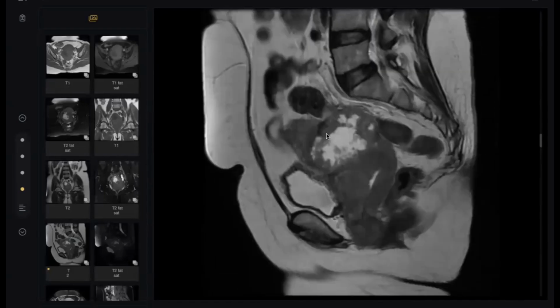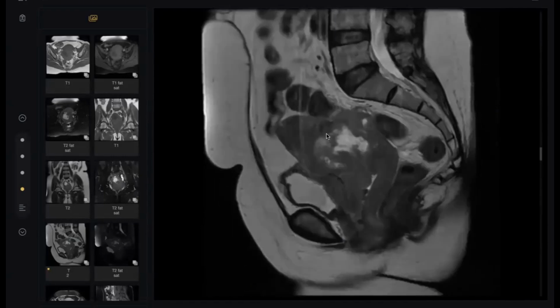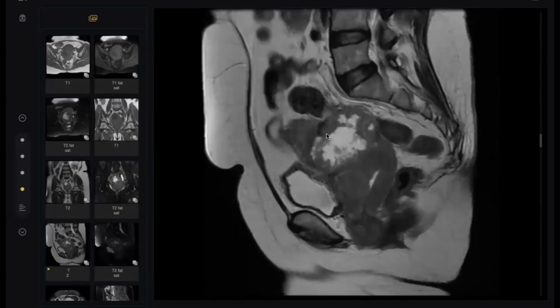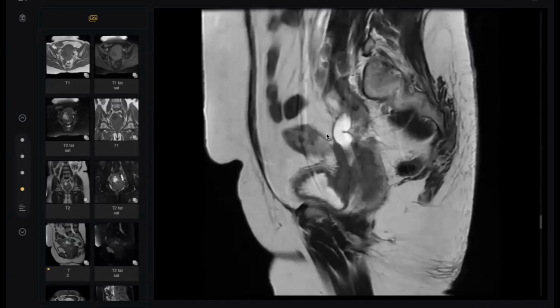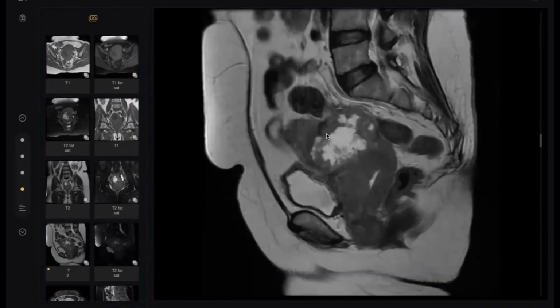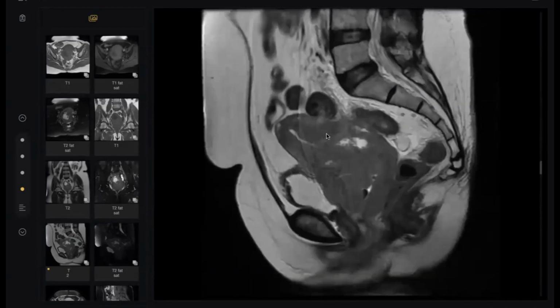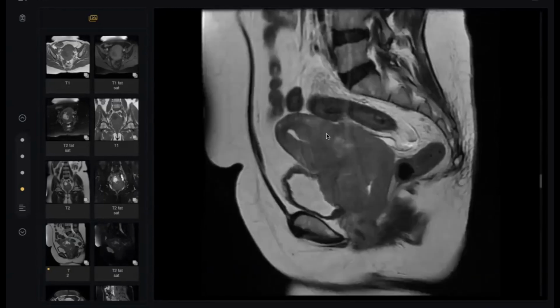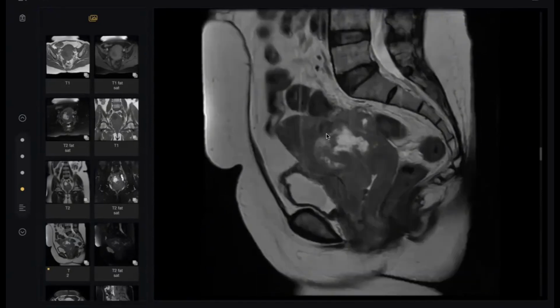Where is the mass exactly? So the mass lesion is actually centered lower down from the uterus. It's probably within the endocervical region, extending inferiorly. So it's a cervical lesion. This is a case of cervical malignancy. Where is the mass? Which part of the uterus? It's the inferior aspect of the uterus.